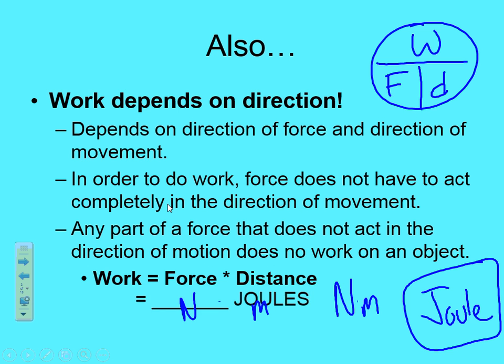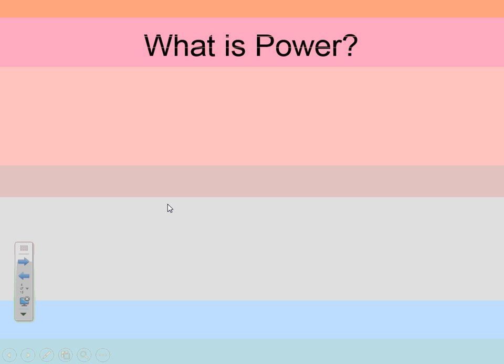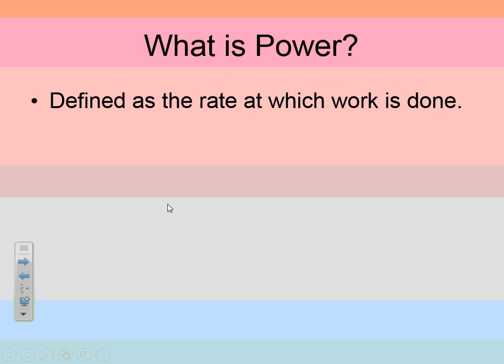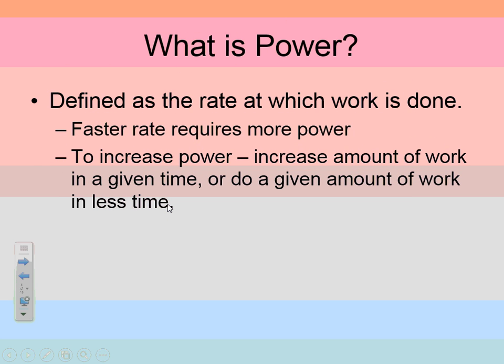Now, work can be done at a rate. A rate is how fast something is going on. So power is how fast we are doing work. You can move something very slowly, or you can move something very quickly. Typically, if you move it quickly, is it going to take a lot of power? Yeah. Football players, think about moving the football sled. The faster you move the sled, typically, the more power that takes. So power is how fast you are doing work. The faster you do it, the more power you require.